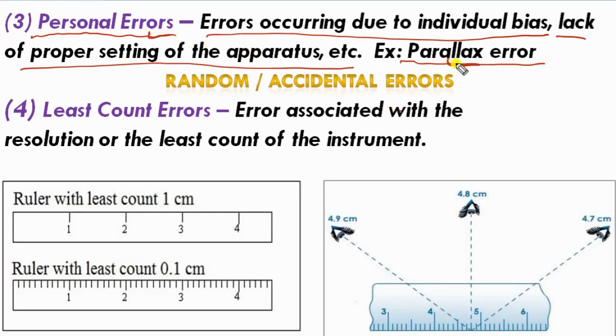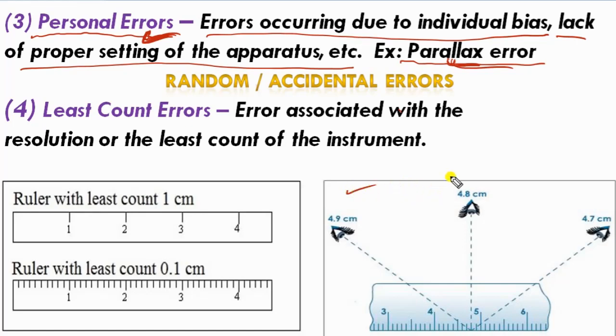The perfect example is parallax error. Remember, personal errors can be biased as well as unbiased. If they are biased, they will cause systematic error. If the personal errors are unbiased, they will cause random error. Okay, we will talk about random error just after this. So the example of personal error is parallax error.